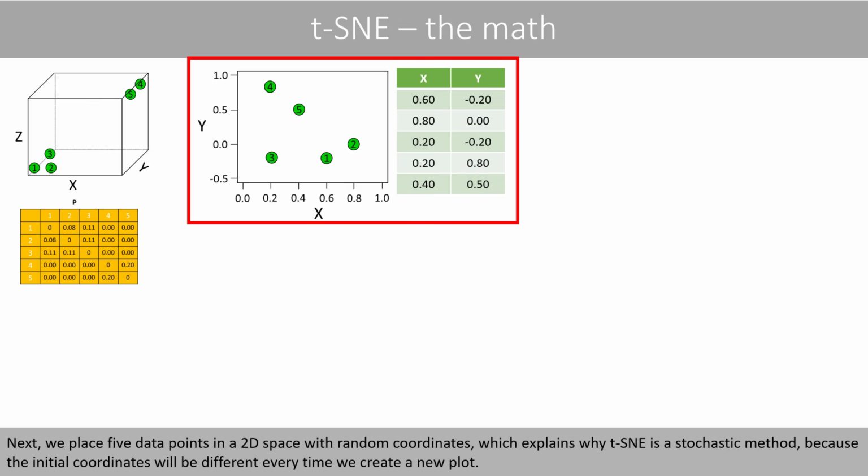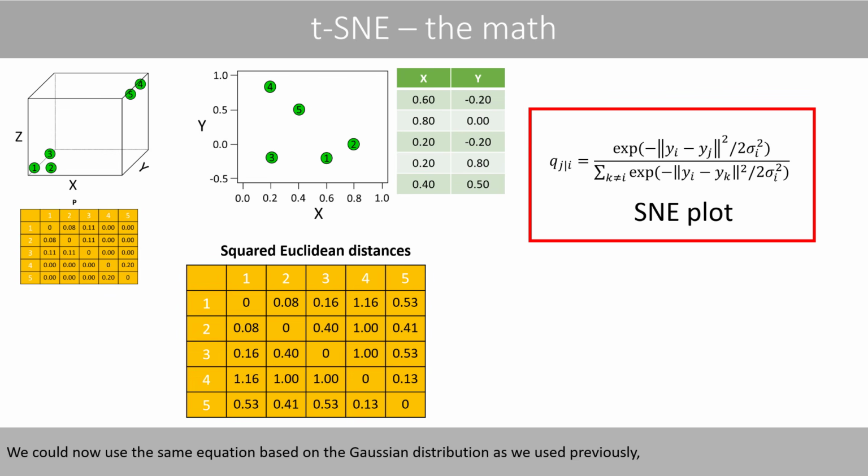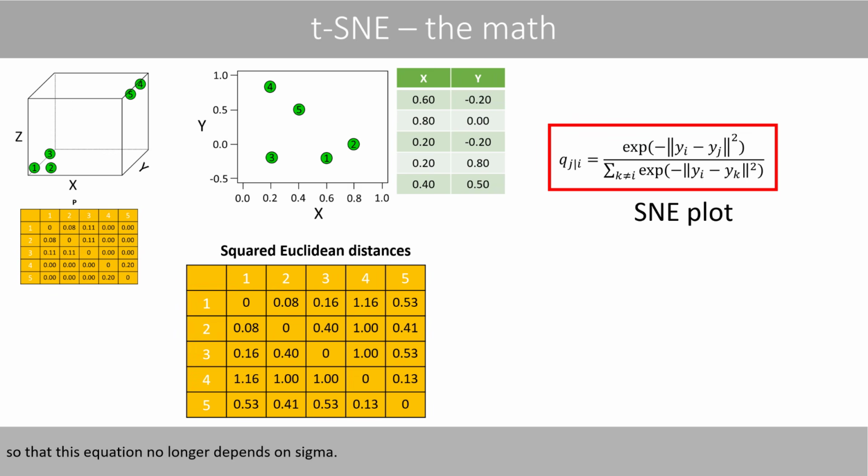Next, we place 5 data points in a 2-dimensional space with random coordinates, which explains why t-SNE is a stochastic method, because the initial coordinates will be different every time we create a new plot. Then we calculate the squared Euclidean distances between the 5 data points in the low-dimensional space. We could now use the same equation based on the Gaussian distribution as we used previously, where sigma is set to 1 over the square root of 2, so that this equation no longer depends on sigma.